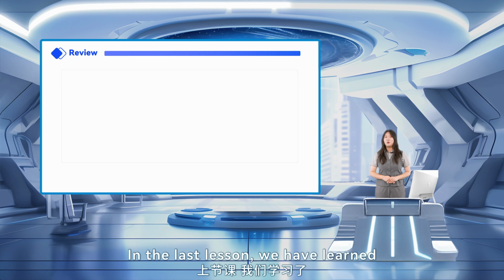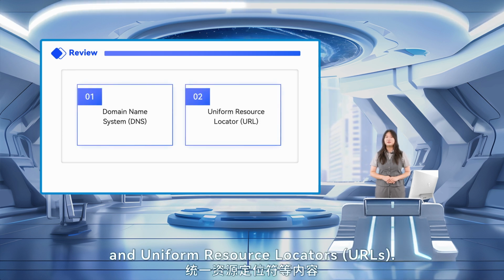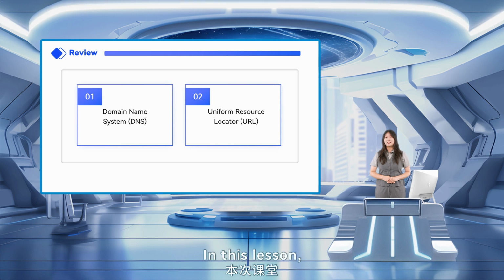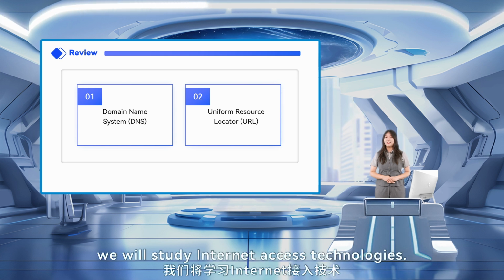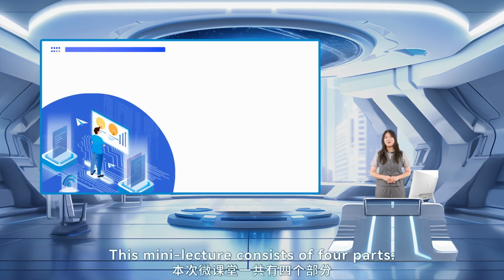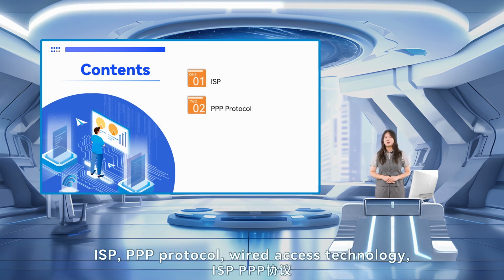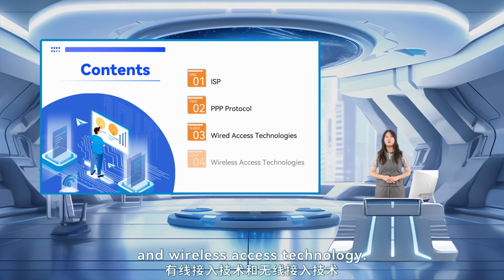In the last lesson, we have learned about the domain name system and uniform resource locators. In this lesson, we will study internet access technologies. This mini lecture consists of 4 parts: Internet Service Provider, Point-to-Point Protocol, Wired Access Technology, and Wireless Access Technology.